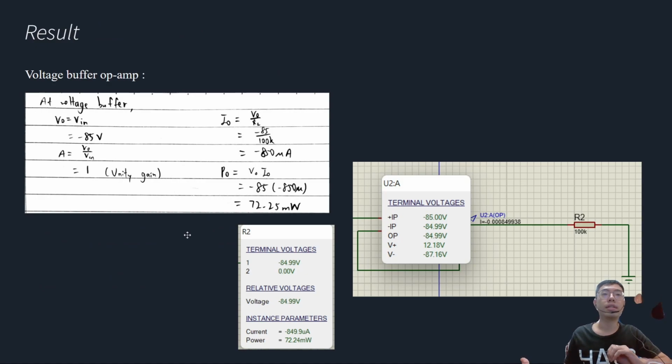It is almost the same for the simulation part, where it shows a result of a negative 84.99 watt output voltage and an output current of around negative 849.9 microampere, producing an output power of about 72.25 milliwatt.